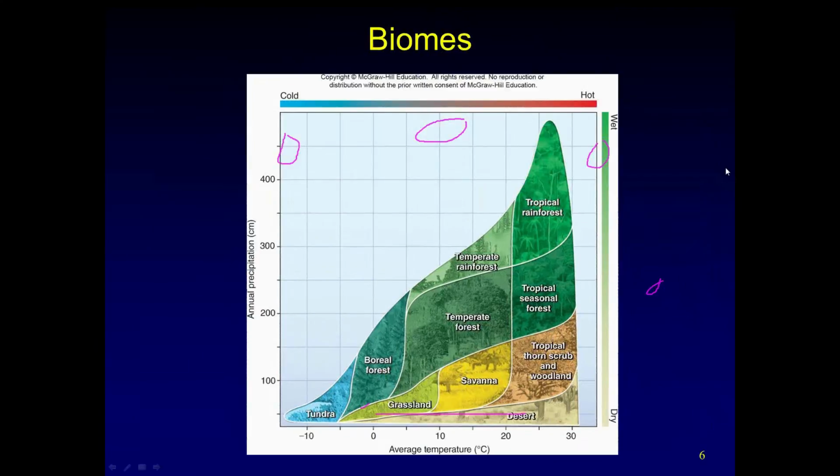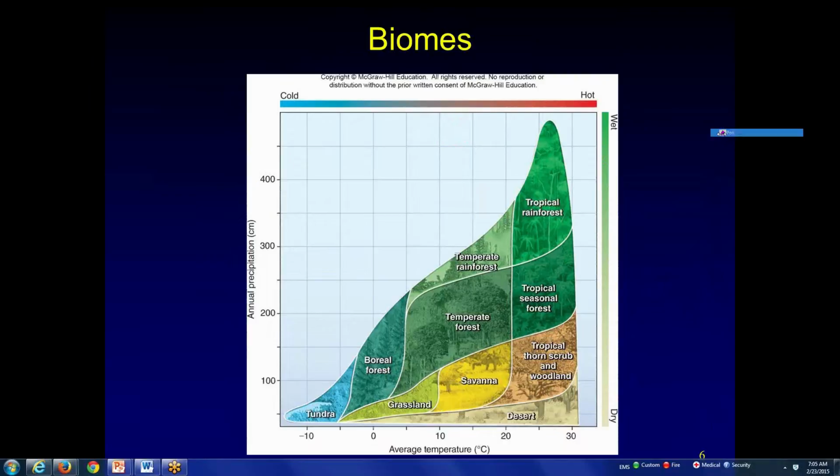So this slide reveals that biomes and the location of biomes is determined by precipitation, which is shown on the y-axis, and temperature on the x-axis.